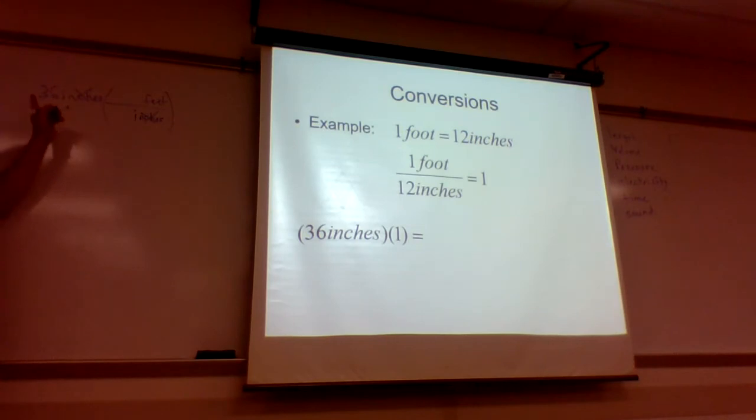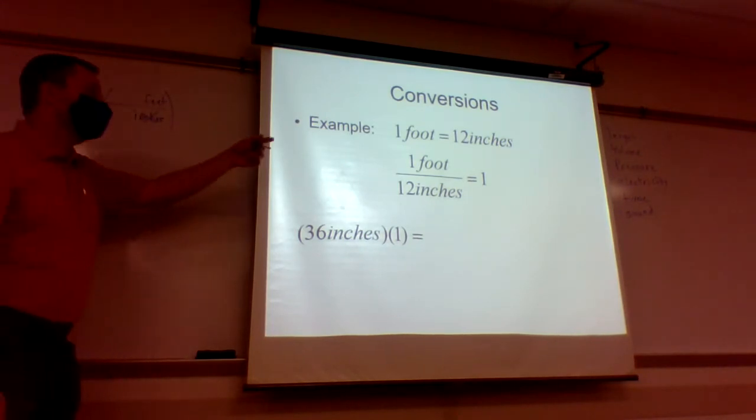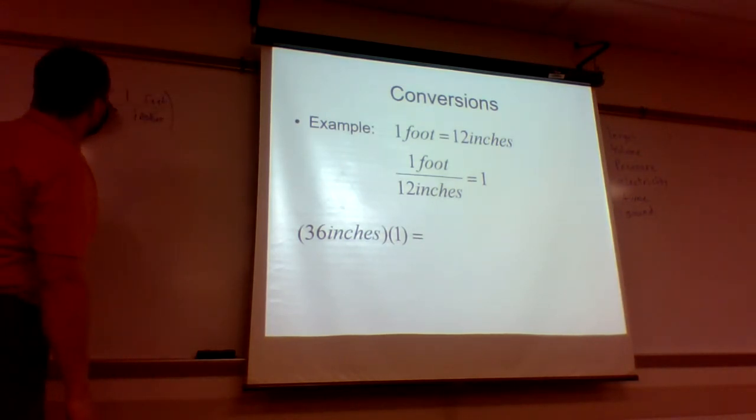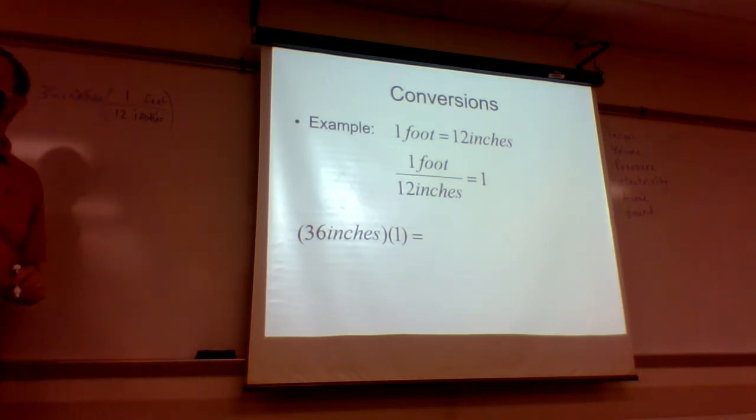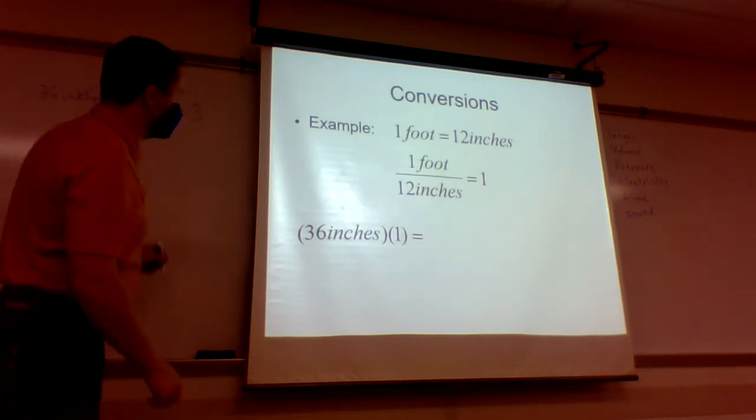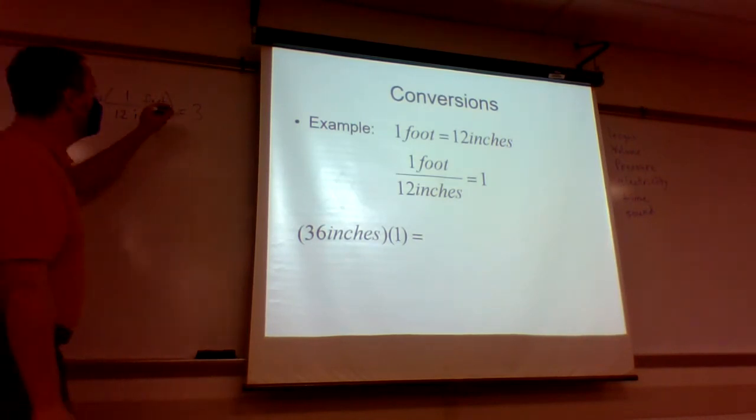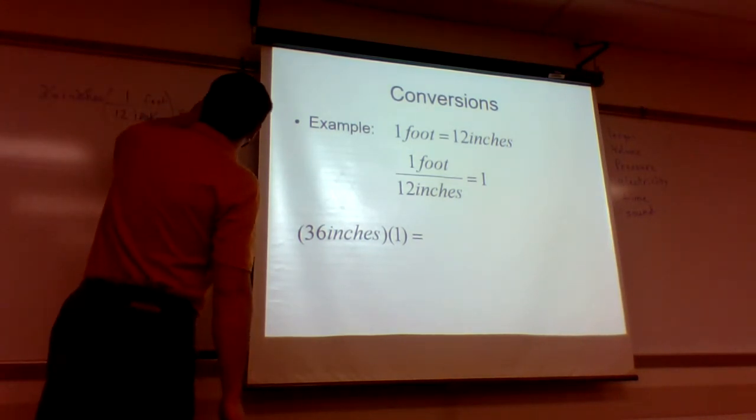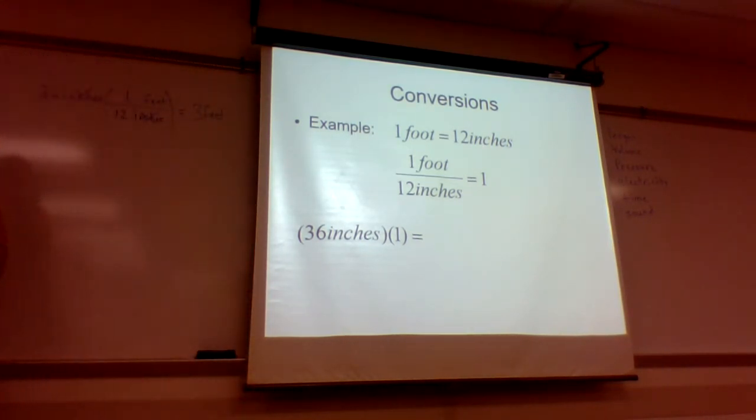So I need to multiply by something that has inches in the denominator, feet in the numerator, and it's the same top and bottom, so it's 1. Well, we've got that. We know 1 foot is 12 inches. So now I'm multiplying 36 feet divided by 12, and that's simple. That's just 3 feet. And that's really it.